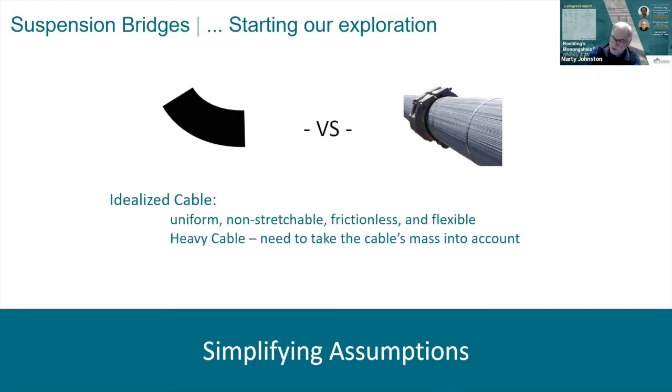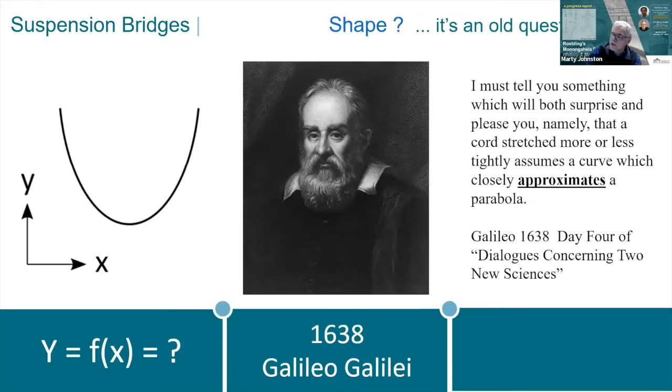Code words in physics: when we say things like heavy, that means we need to take into account a mass. So when I say a heavy cable, that means the cable's mass is important. When I say a light cable, basically it means the cable doesn't have any mass and has no functionality within F equals ma. So where does this story start?